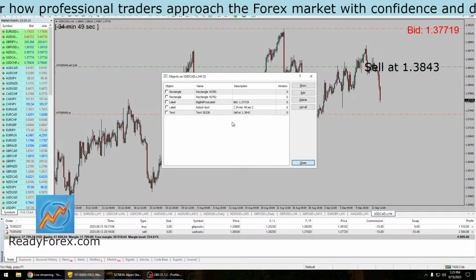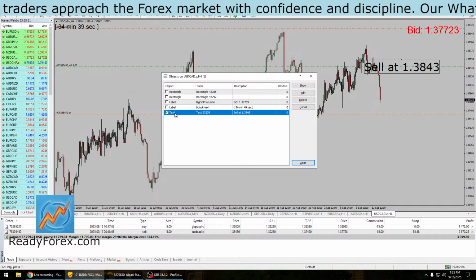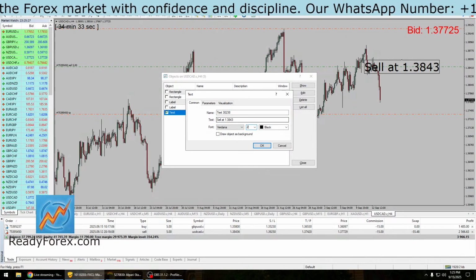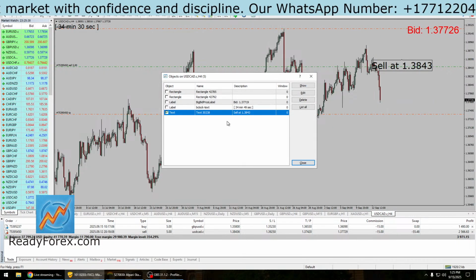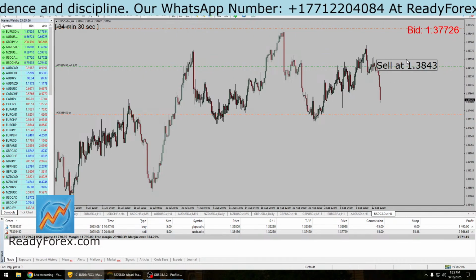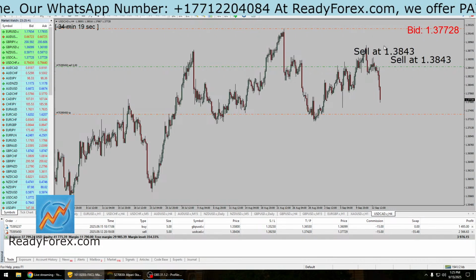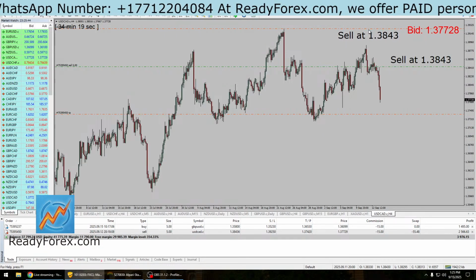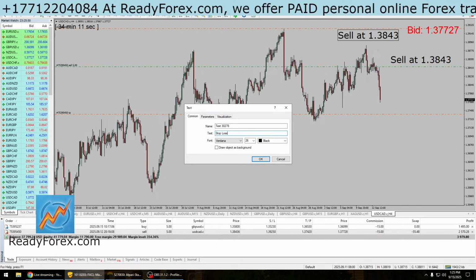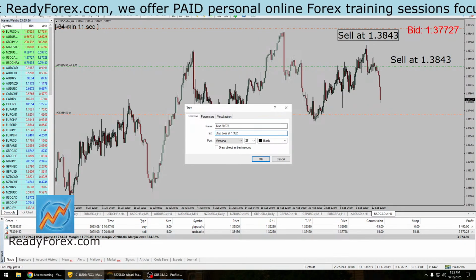Let me adjust the font size. So here's my sell entry at 1.3843, and right up there, this is my stop loss. Stop loss at 1.3925.